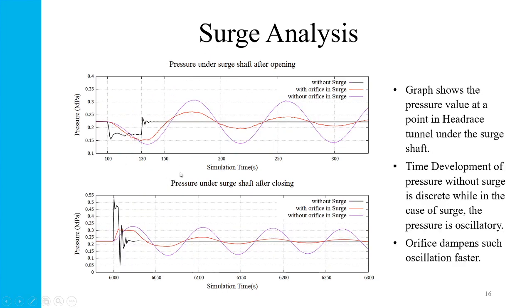These two graphs show the pressure at a point in the headrace tunnel exactly under the surge shaft. It was observed that in case of pipe flow without surge, the pressure change at the point during opening and closing is discrete rather than continuous and higher than cases with surge. When there is a surge in the domain, it was noticed that the pressure change is oscillatory but smoother. This is how surge shaft protects the penstock pipes from pressure pulse by dampening the pressure waves. And the orifice had a similar effect, faster dampening of pulses.